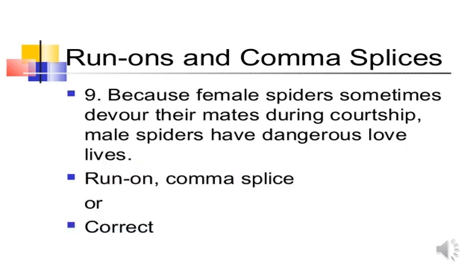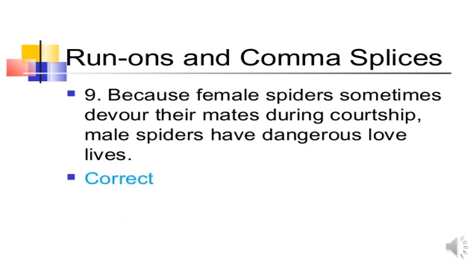Let's read this sentence. Because female spiders sometimes devour their mates during courtship, male spiders have dangerous love lives. This complex sentence is correct, and we use a comma after the subordinate clause. As we know, we start with a subordinating conjunction because, and we use a comma after the subordinate clause. So this is a correct sentence.